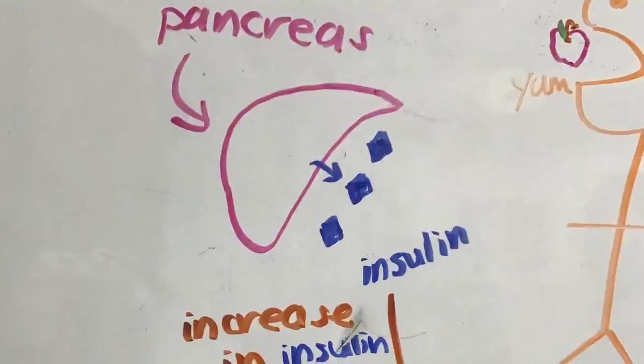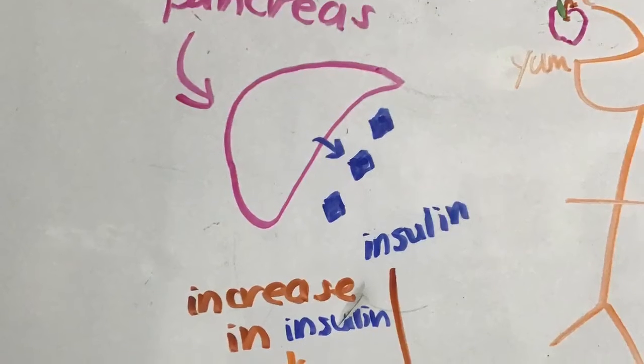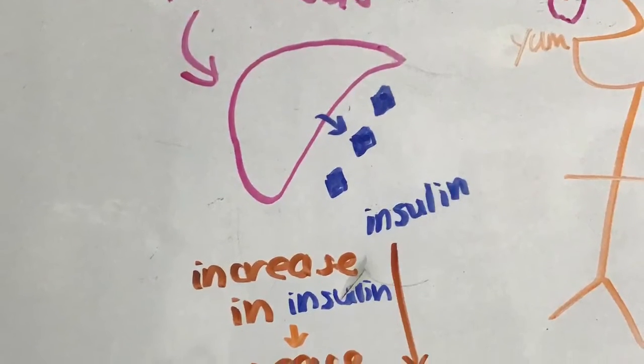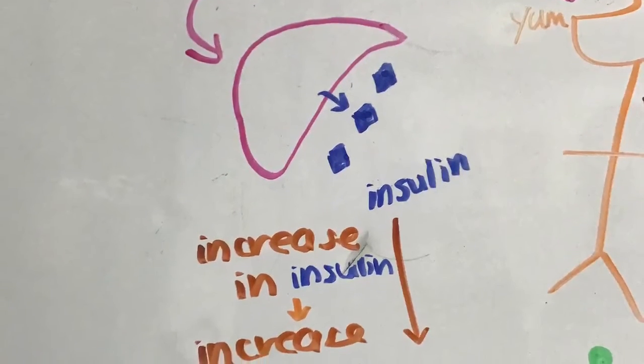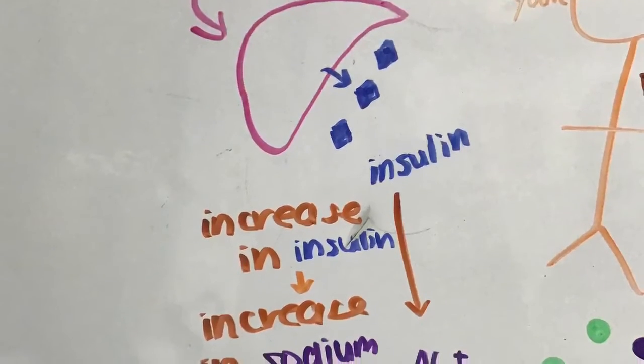The pancreas senses the higher levels of glucose in the bloodstream and produces insulin as a result, and when binding with receptors, it increases the level of sodium in the bloodstream.